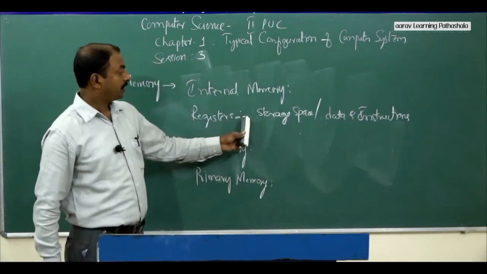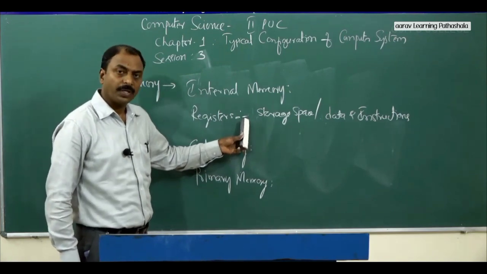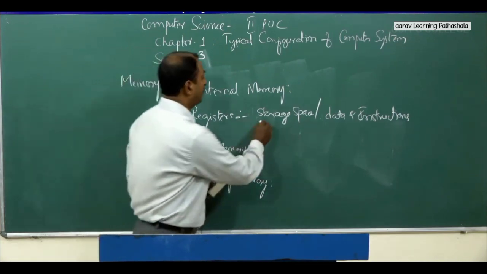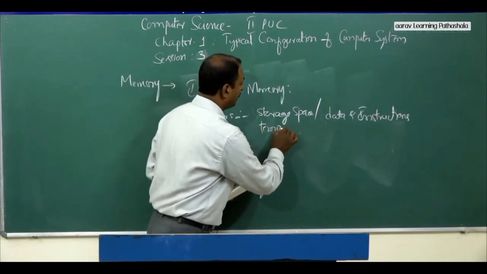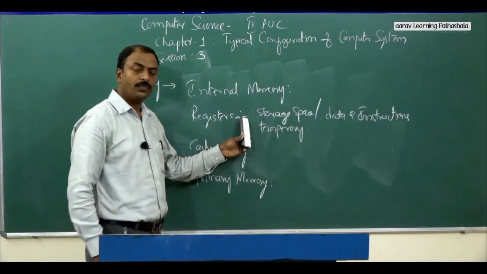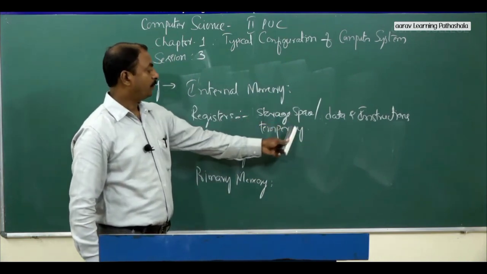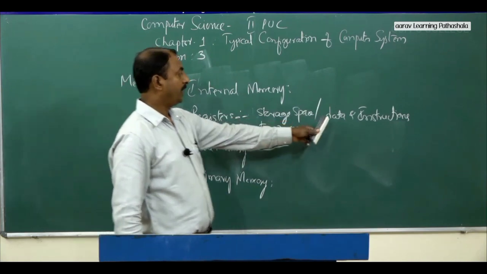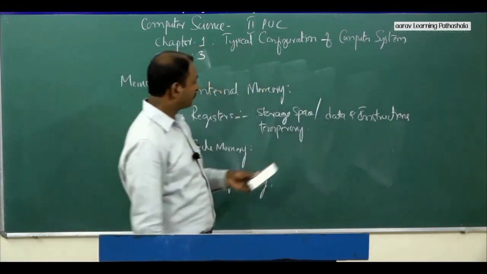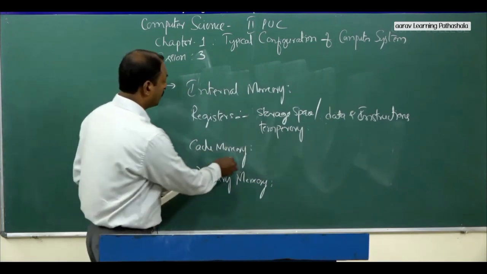So what are registers? Registers are nothing but a memory system, a small memory, a temporary memory. And these registers are made up of a group of cells. So registers are a temporary memory which store data and instructions temporarily. So the next one is called cache memory.